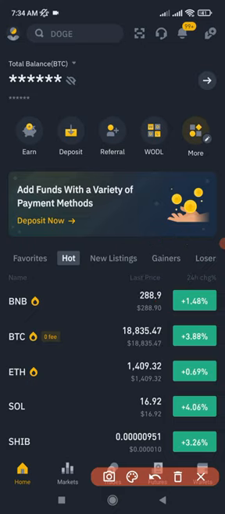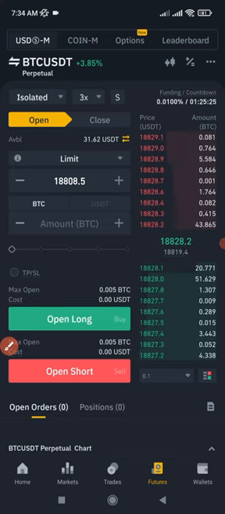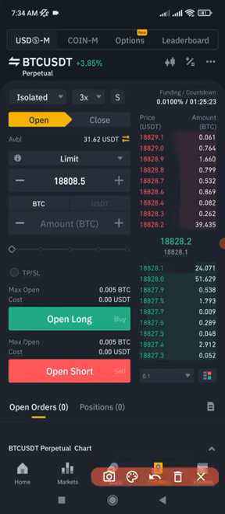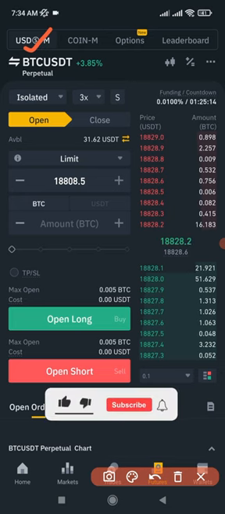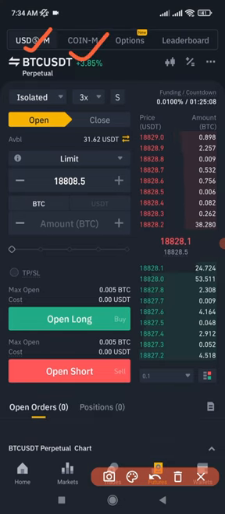Okay, so now we go to the futures trading interface. Once I click on futures, now this is where we are. Okay, so first, if you have USDT, you want to make sure that you're on the first tab here, which is the USDM futures. Okay, then if you are going to be trading, let's say you have Bitcoin, Ethereum, any other coin, then you can use the coin M futures.